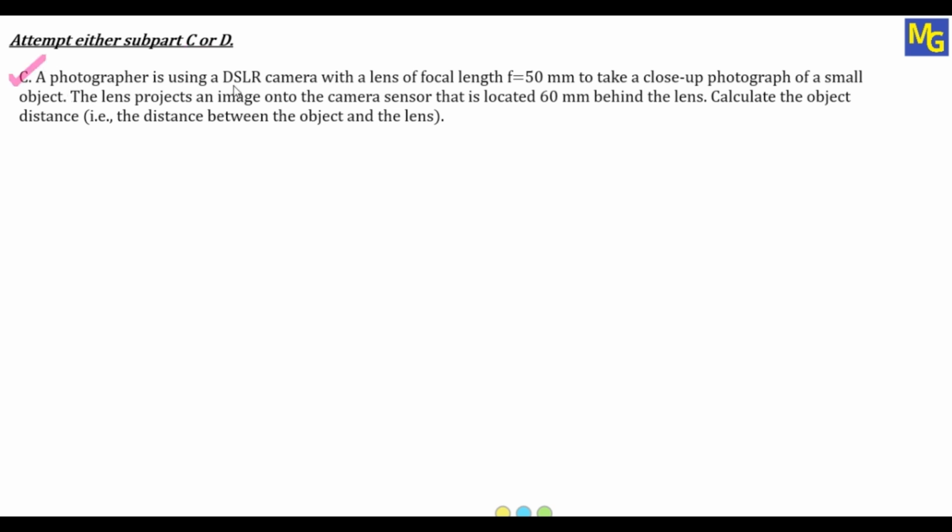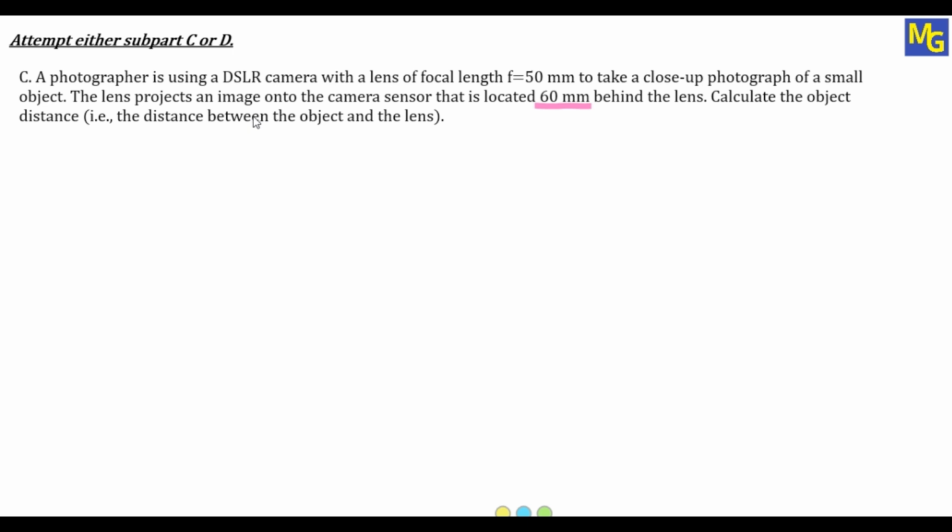A photographer is using a DSLR camera with a lens of focal length 50 mm, that is 50 millimeters, to take a close-up photograph of a small object. The lens projects an image onto the camera sensor that is located 60 mm behind the lens. So we are going to get the image behind the lens, and the distance of this image from the lens is 60 mm. So the image distance is given.